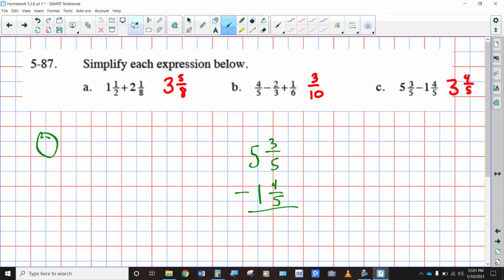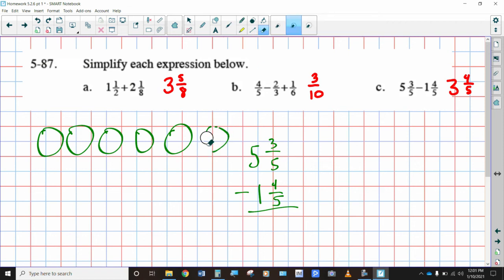If I start off with 1, 2, 3, 4, 5 circles, that represents the 5, plus another, that is terrible. Hold on for a second. I got to do a better job. Let's slow down. Rushing is never good. So if I take this one and I break it up into 5 equal parts, and then I only want 3 of those 5 equal parts, I'm going to erase away 2 of those fifths. So this is a model that represents 5 and 3/5.